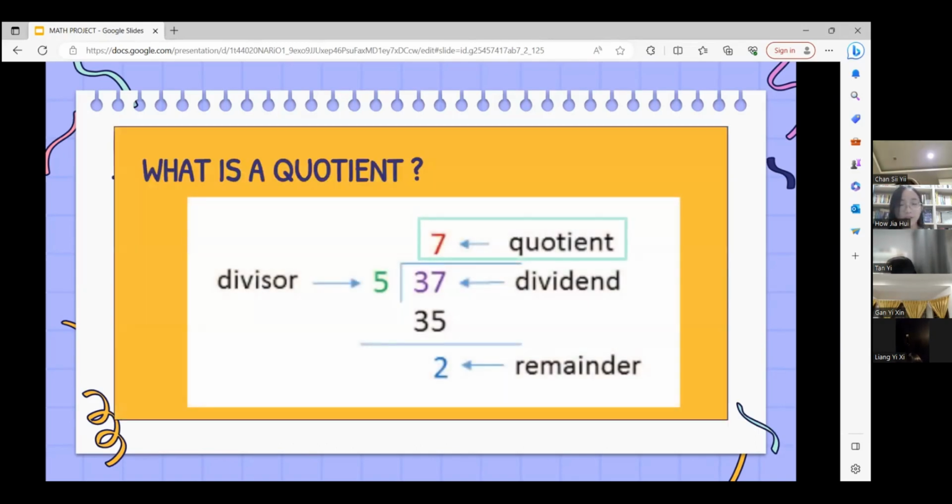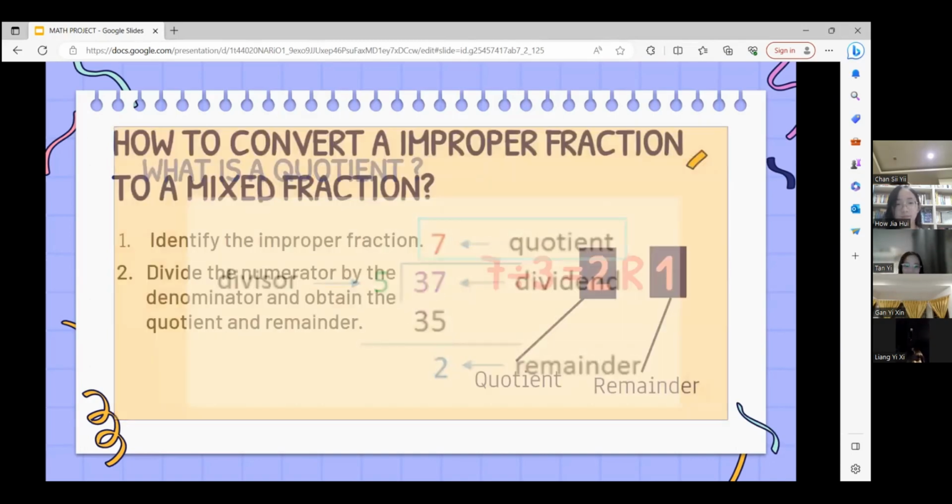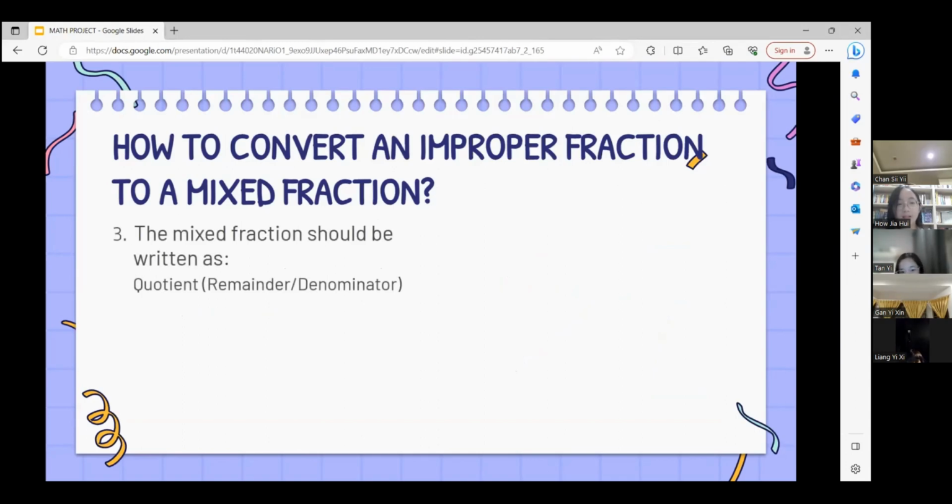So what is a quotient? A quotient is basically the answer in a division calculation. So the last step, the mixed number should be written as the quotient and the remainder over the denominator, which is 2 and 1/3.